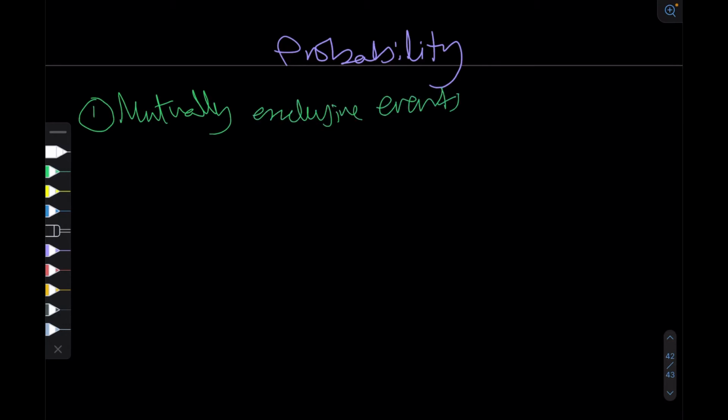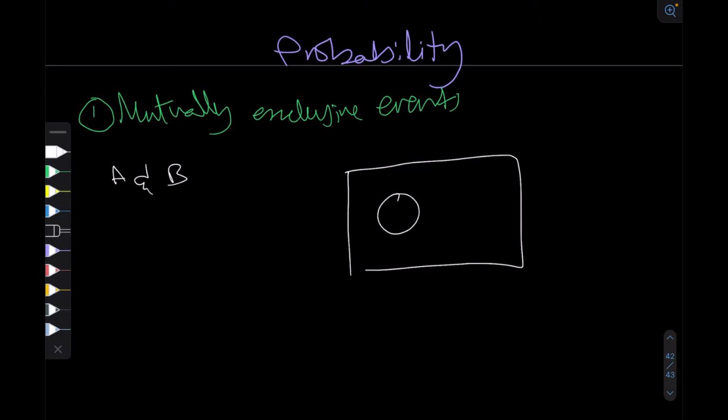So when we say that A and B are mutually exclusive, what we really mean is that A and B do not occur together. If A occurred, then we can say that B did not occur, right? So if I were to represent this in a Venn diagram, if this is A and this is B, we can see that there is nothing common in between them. In other words, A intersection B is 0, or the probability of A intersection B is 0, then we can say that the events are mutually exclusive.